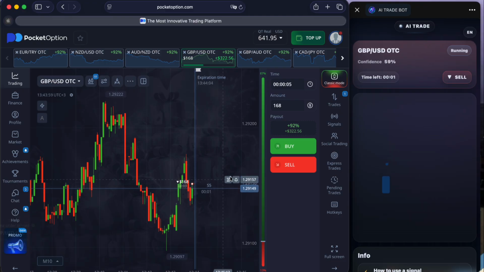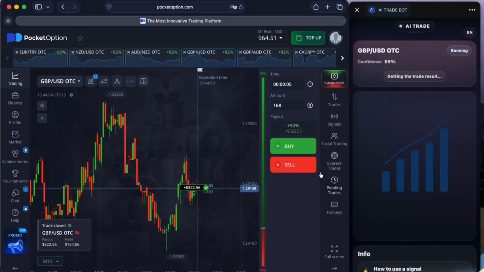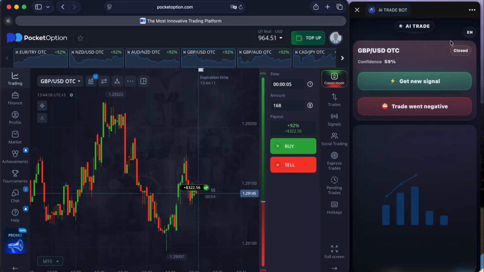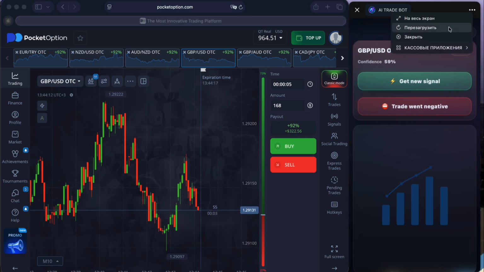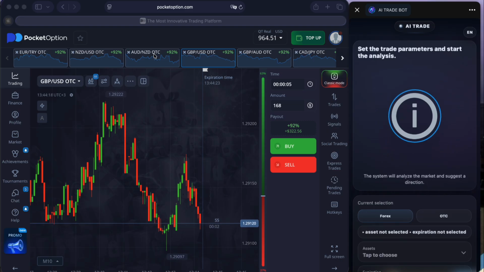Opening after the correction candle, the downward movement begins to prevail. There is another increase, and now $964 is on our deposit. Having opened to the nearest second, we add another entry point to the plus itself. I'm reloading these tools, moving to the Australian dollar and the New Zealand dollar.